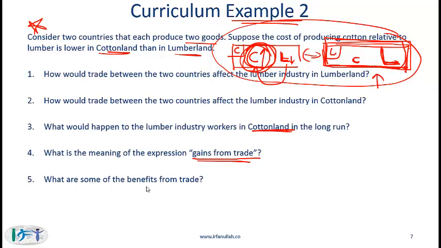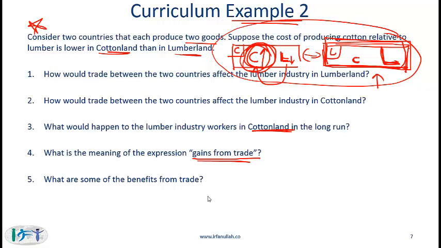What are some of the benefits from trade? And here you can regurgitate material that we saw on the previous slide. I will just read out a basic segment from the curriculum, and I also want you to read the solution from the curriculum. I have covered the main points, but it would still be useful to go through this example in the curriculum.